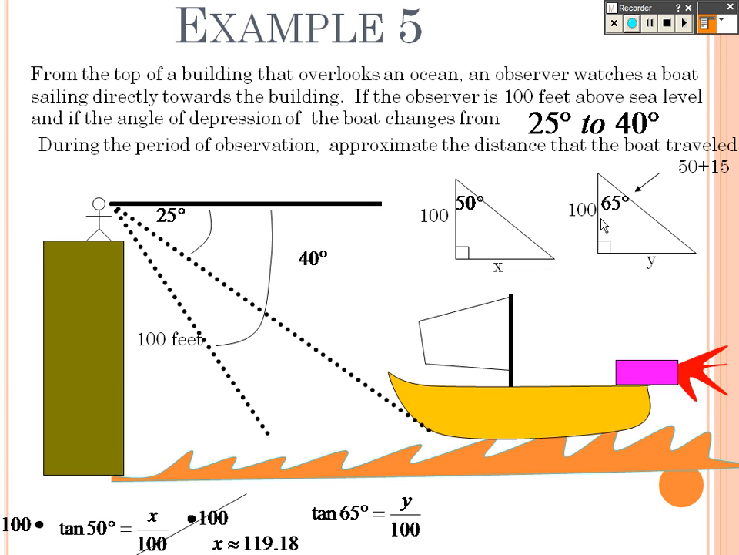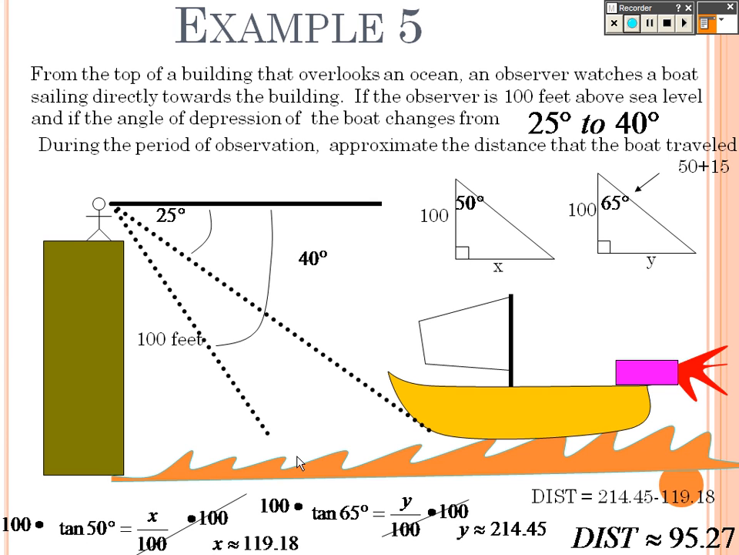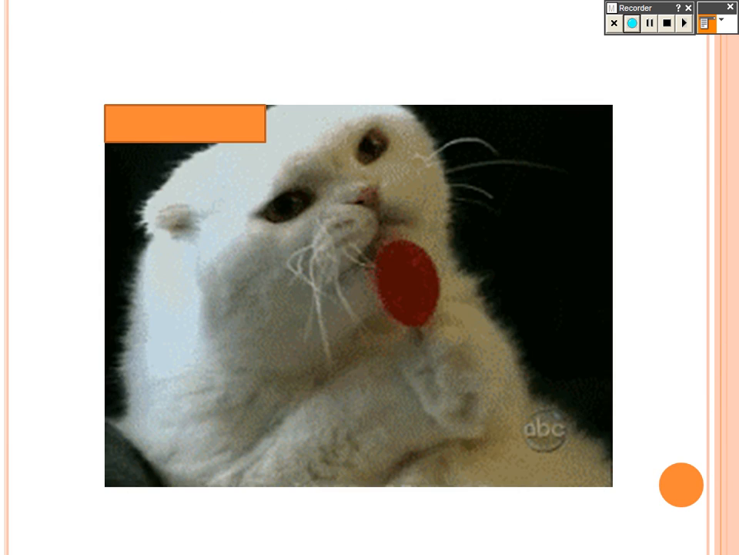Then it's tangent of 65 equals y over 100. So I'd multiply by 100 on both sides to get 214.45. But that's from here to here. So to find that distance in the middle from these 2 points, remember, from here to here was 119. From here the whole way over was 214. To see that measure in between those two, how far they went, I subtract it. So 214.45 minus 119.18, I figure out that the distance that the boat traveled was about 95.27.